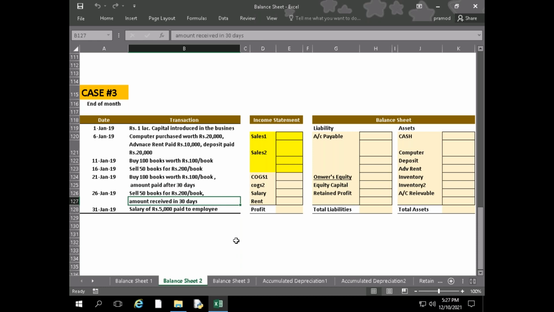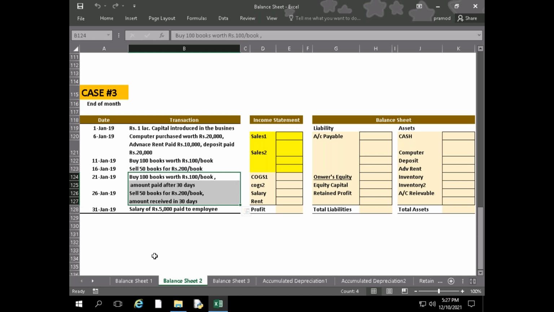Sir, but it has two times sales, so we should not take that. They have not told you that. They just told buy 100 books worth 100 rupees. They have not told that we will be paying after 30 days or something. So here accounts receivable will also be 10,000 only, no, sir? Yeah, 50 into 2, 5 twos are 10. If you add the zeros, it is 10,000.